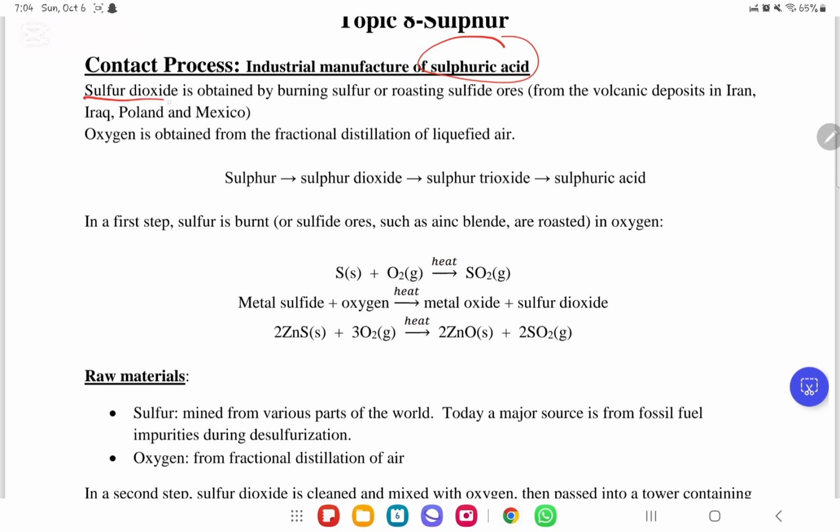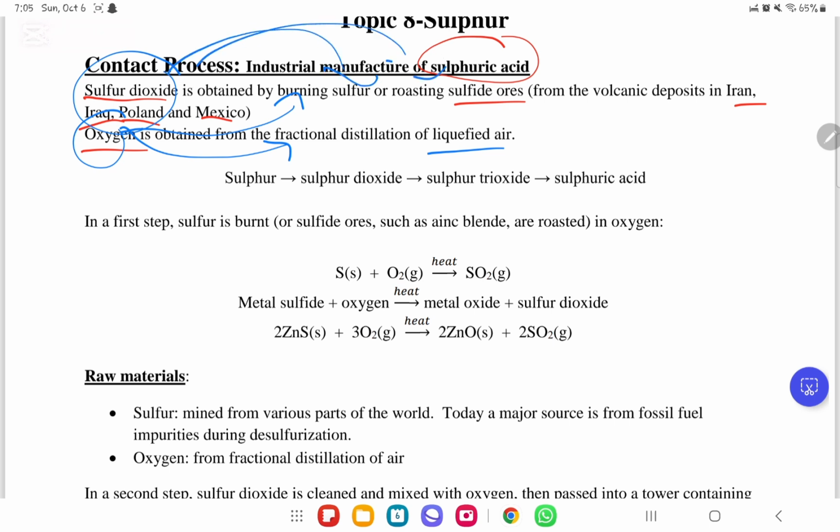Sulfur dioxide is obtained by burning sulfur or roasting sulfide ores from volcanic deposits in Iran, Iraq, Poland, and Mexico. Oxygen is obtained from the fractional distillation of liquefied air. So why do we need this oxygen? We need the oxygen for burning because you cannot burn something without the oxygen. And how is this oxygen obtained? From the fractional distillation of liquefied air. And the sulfur dioxide is obtained by burning sulfur or roasting sulfide ores.